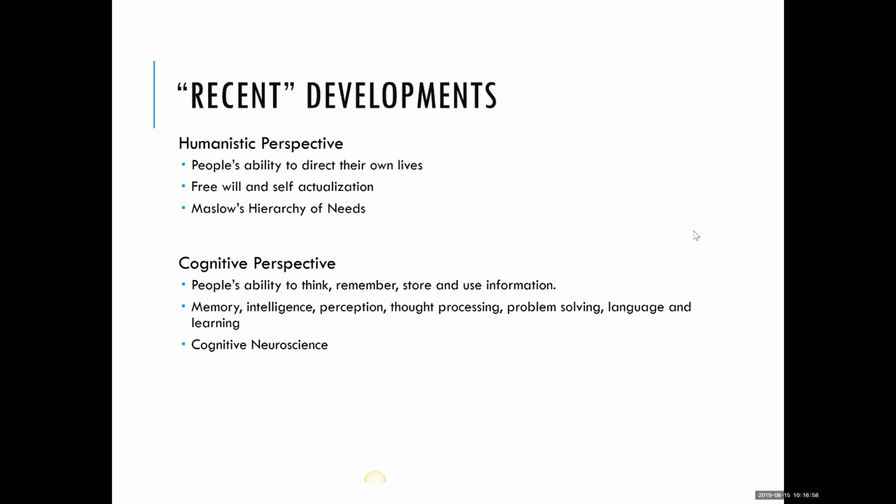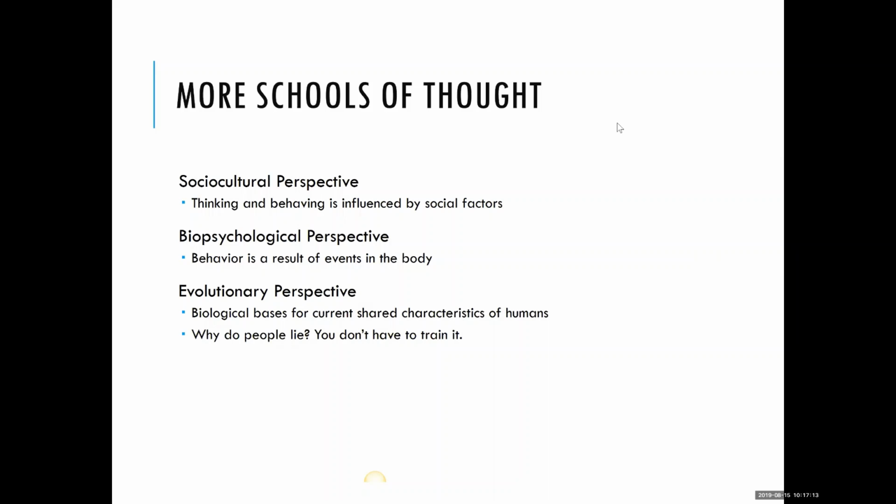So the cognitive perspective studies memory, intelligence, perception, thought processing, problem solving, language, and learning. Again, those are some of my favorites. And we've got a chapter on each of them in this textbook, so we will be covering that in more detail later. The sociocultural perspective deals with thinking and behaving influenced by social factors.